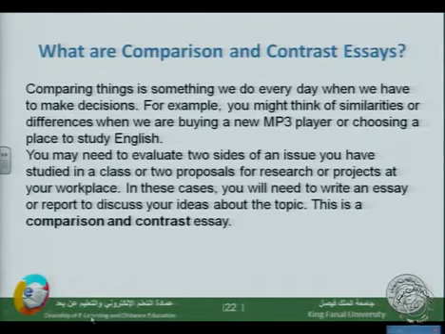For example, you might think of similarities or differences when you are buying a new MP3 player or choosing a place to study English. You need to evaluate two sides of an issue. You have to study it in a class, or two proposals for research or projects at your workplace. In these cases, you will need to write an essay or report to discuss your ideas about the topic. This is what we call a comparison and contrast. We compare similarities, but when we mention differences, here we are talking about contrast.